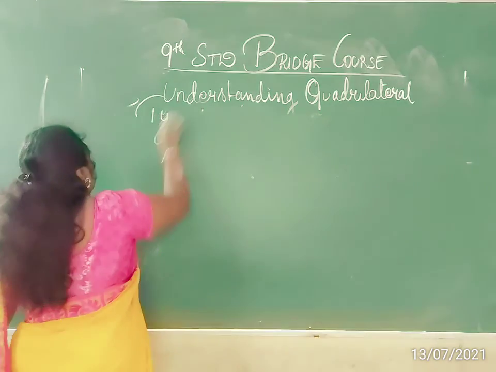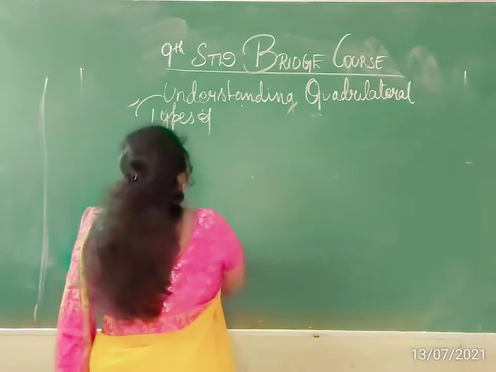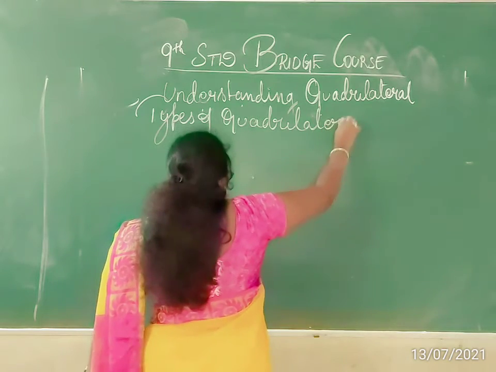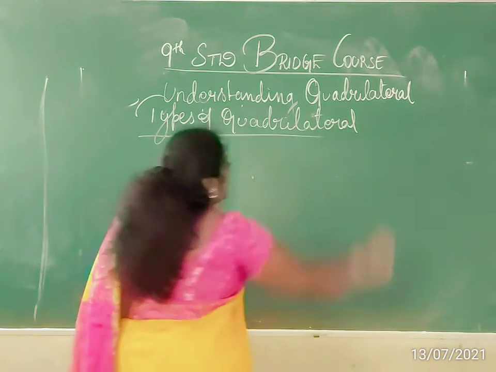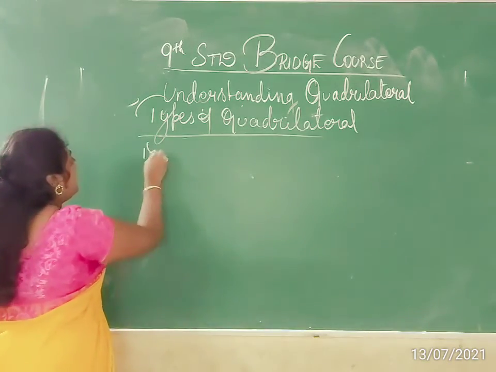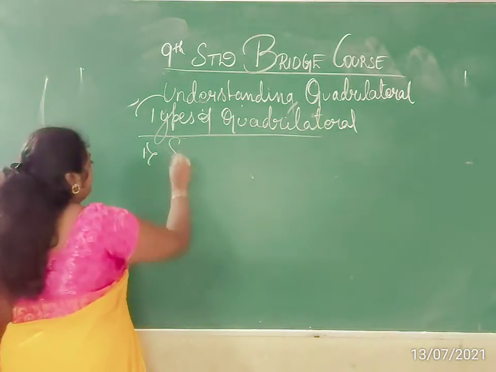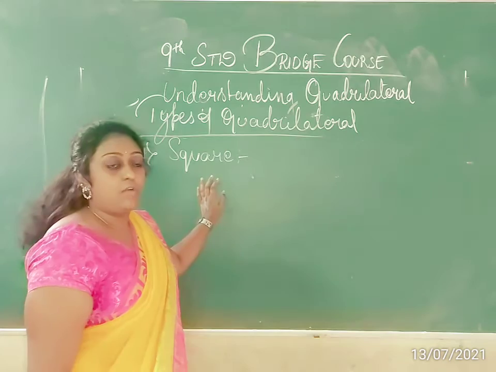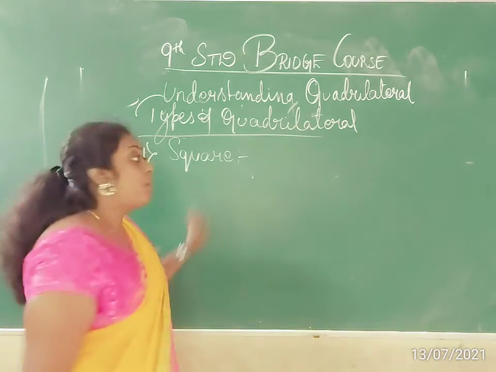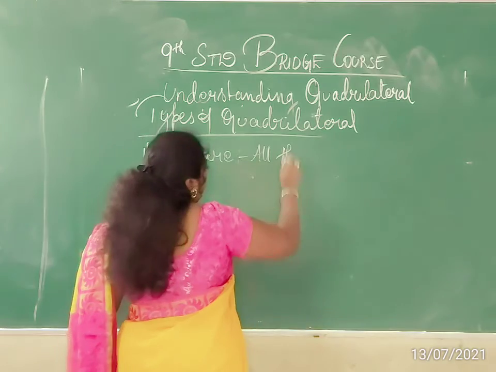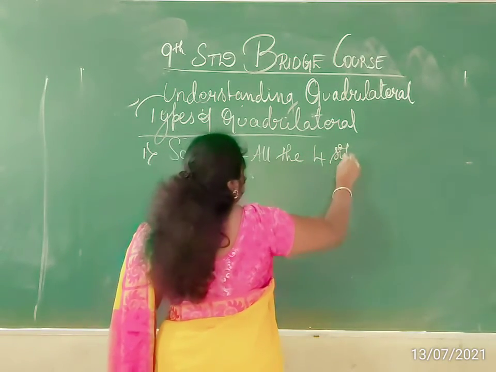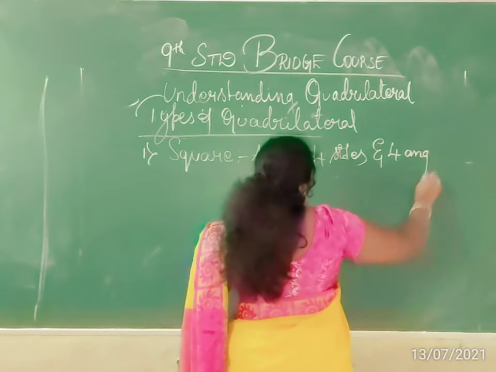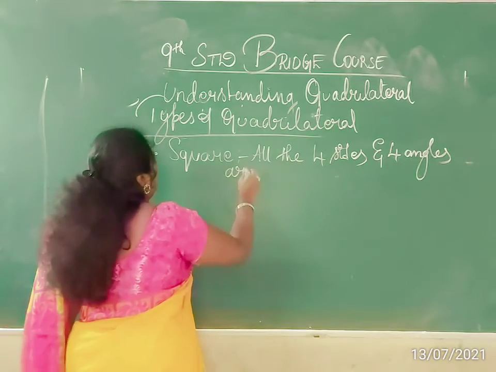Now, types of quadrilateral. The first type of quadrilateral is your square. In a square, all the 4 sides are equal, and all the 4 sides and 4 angles are equal.